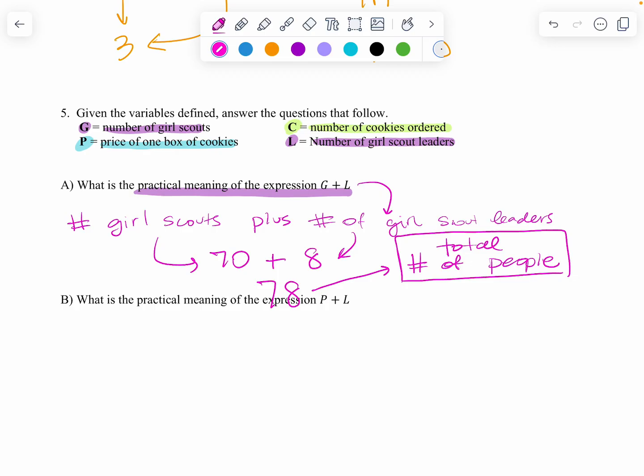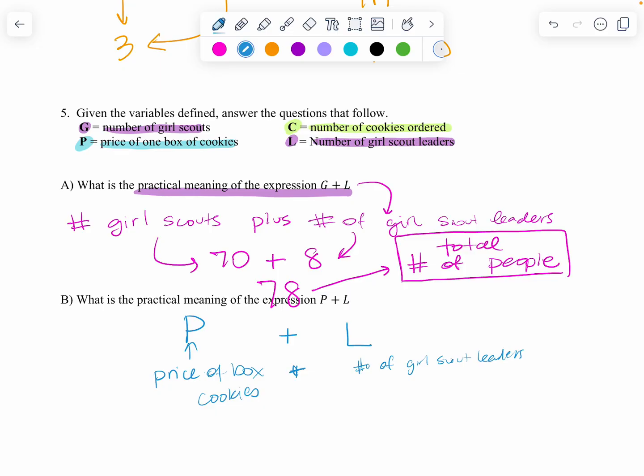All right, one last one. I hope this video is not 9 minutes long. What's the practical meaning of the expression P plus L? So P stands for the price of a box of cookies plus L, which is the number of Girl Scout leaders. Okay, again, we're not going to translate, but that does kind of help me think through what it's saying.